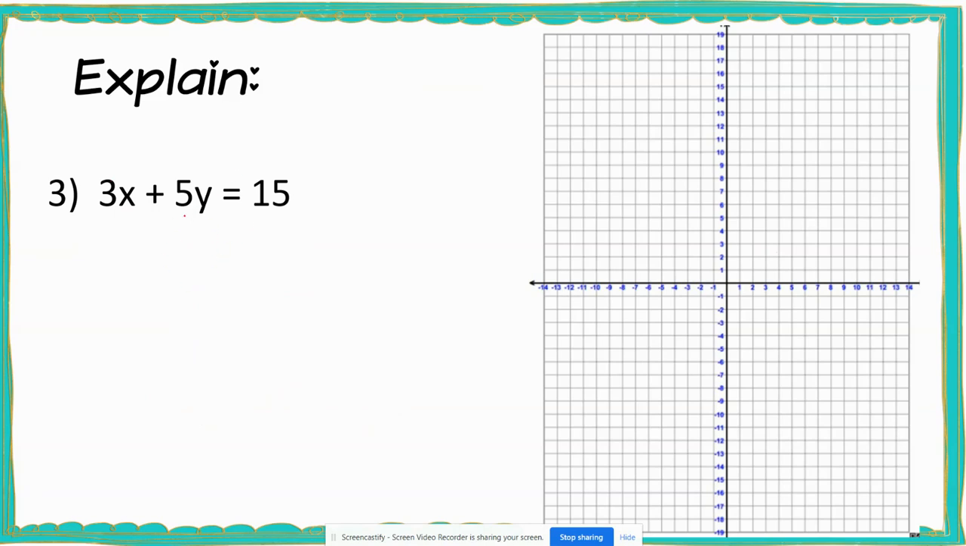Number 3 says 3x plus 5y equals 15. We want to first get rid of 3x.